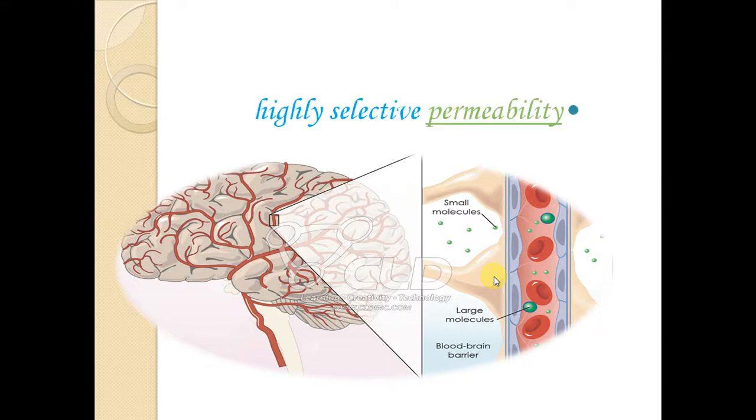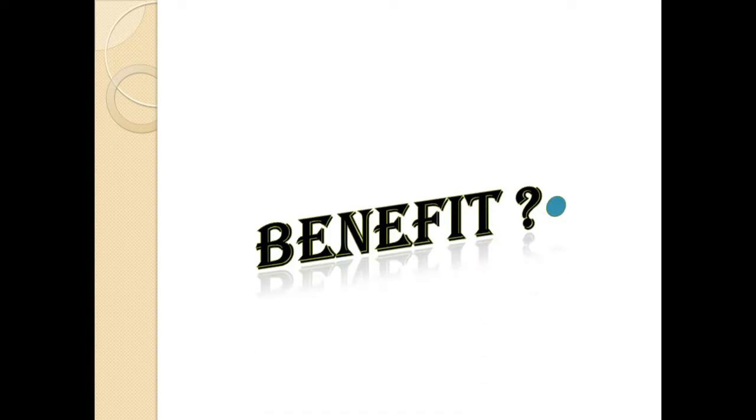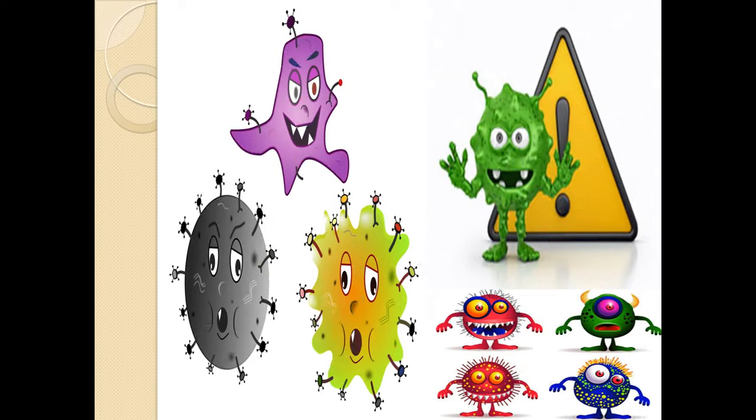Firstly, what's the blood-brain barrier? It's a highly selective permeability barrier that separates the microvessels surrounding the brain tissue from the extracellular fluid of the brain. What's the function of the blood-brain barrier? It prevents toxins, pathogens, and potentially dangerous substances from crossing into the circulatory system of the brain.